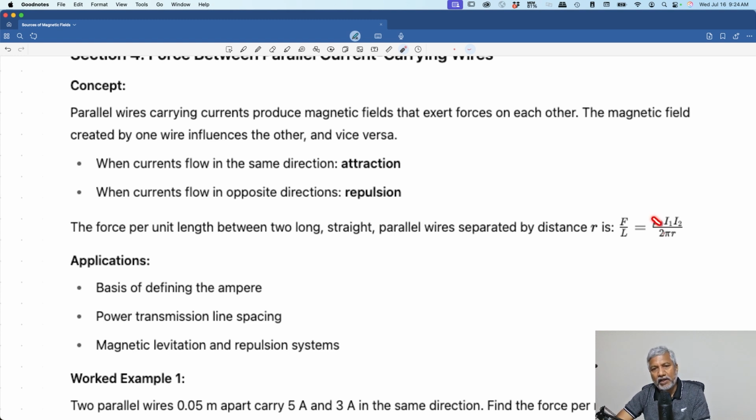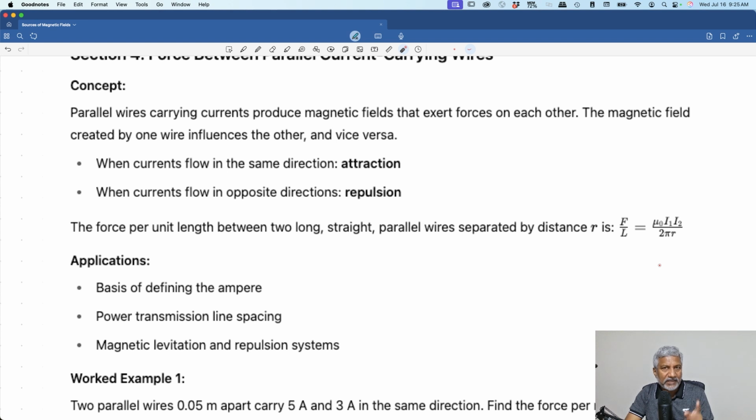So that 4 pi and 2 pi cancel out, giving us 2 times 10 to the negative 7. So if 1 ampere current is flowing through both of those conductors and they are situated 1 meter apart in free space or vacuum, then the force on each one of them due to the other would be 2 times 10 to the negative 7 newtons.